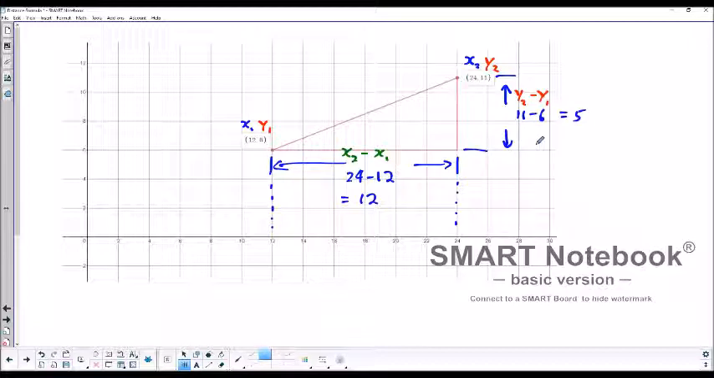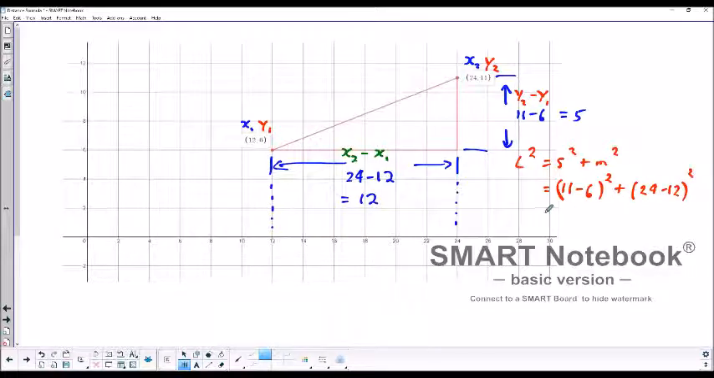And so if we're going to find the distance, well, we saw before that it was s squared plus m squared. And so s squared is actually 5, but that 5 came from 11 minus 6 squared. And this m is 12, but it came from 24 minus 12 squared. And that 11 was y2, and the 6 is y1. And then for the 24, that 24 is x2, and the 12 is x1.